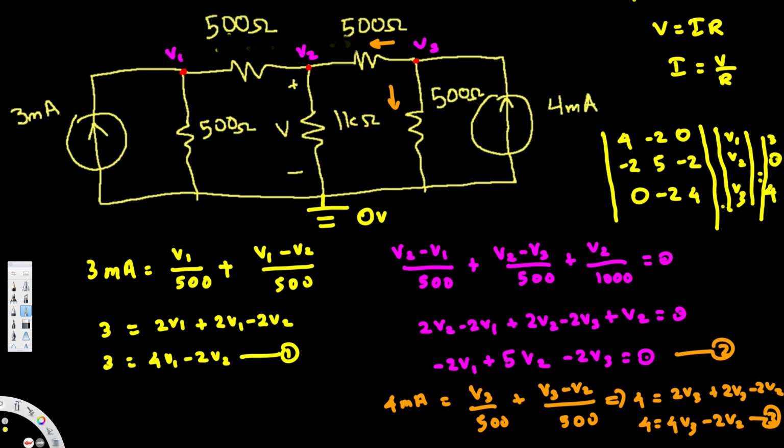And when you do Cramer's rule and find the final answer, you will end up with this: v1 is going to be equal to 4 over 3, v2 is going to be equal to 7 over 6, and v3 is going to be equal to 19 over 12. And that's how we do this kind of problems.